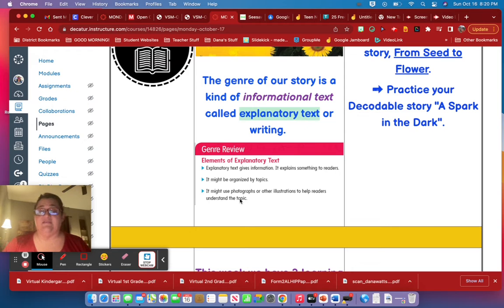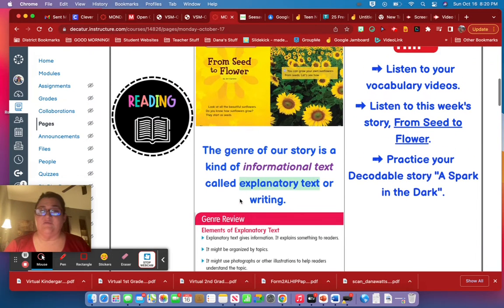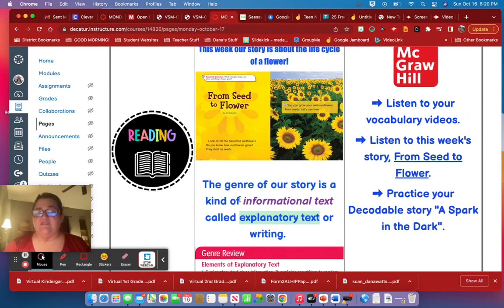Our topic is life cycles, and of course, we already know we're going to see lots of photographs and then other kinds of text features that tell us more about the topic of life cycles. So our genre this week is explanatory text, and it's a kind of informational text. It's nonfiction, it's real information that you could Google, you could go ask an expert, and you could check it out. Okay, so that's our genre this week.